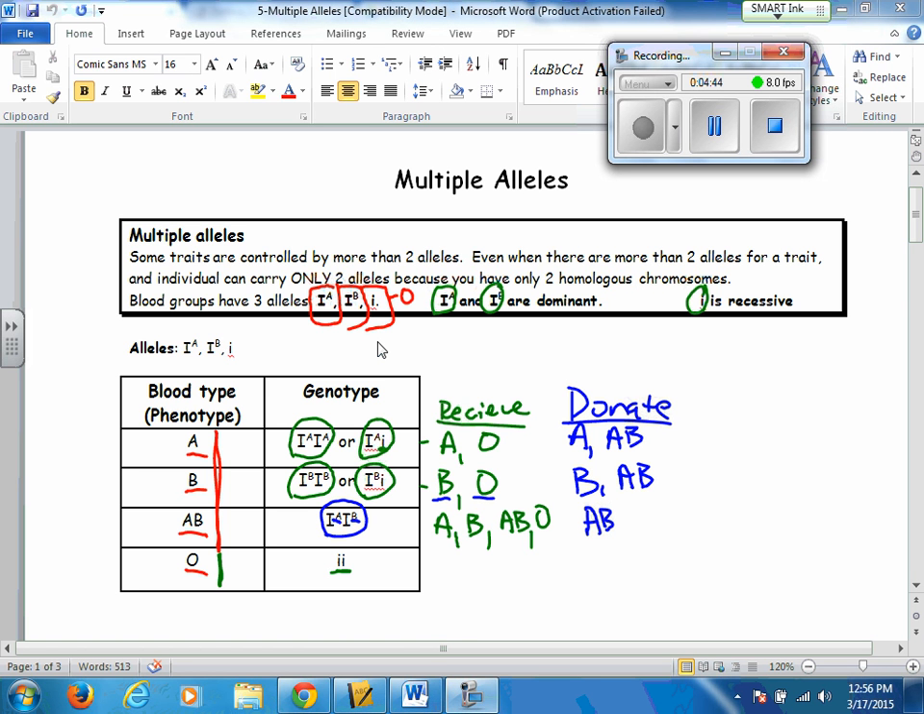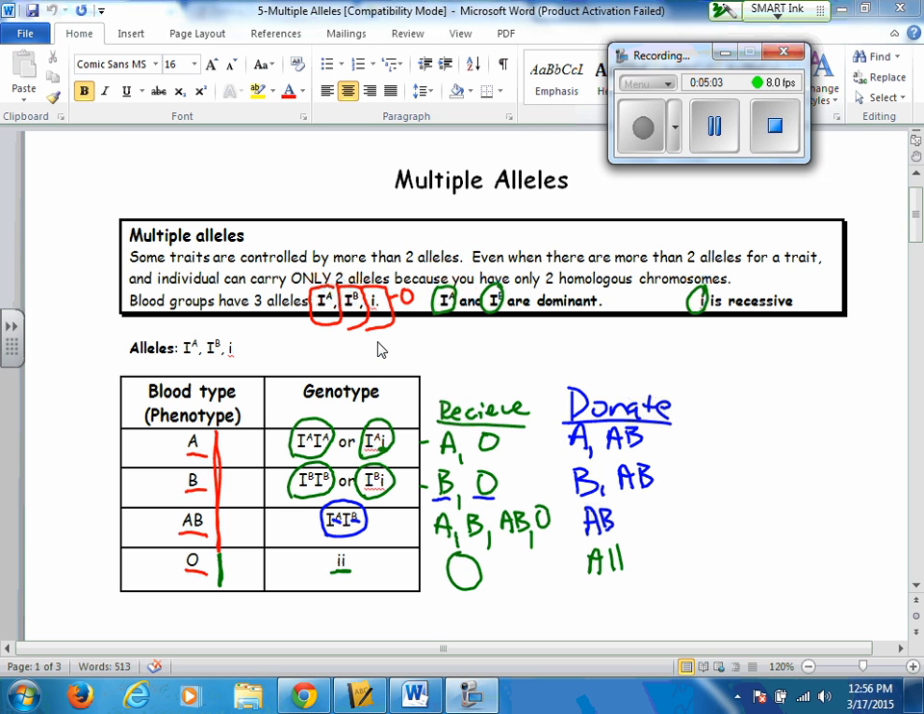Type O people, you can receive blood from only O. Everything else, that protein, not good. But you can donate to everything. So that means you are the universal donor because you can donate to everyone. You will receive blood.